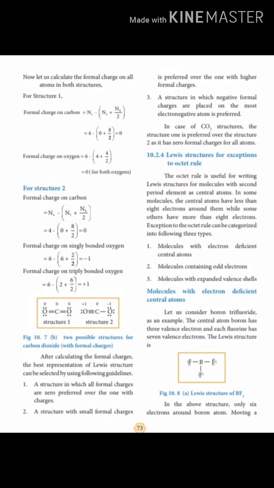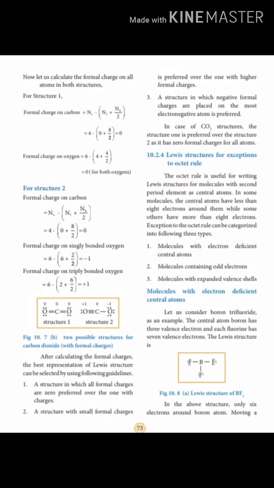For structure 2, formal charge on carbon is Nv minus Nl plus Nb by 2. Formal charge on the singly bonded oxygen: 6 minus 6 plus 2 by 2 is equal to minus 1. For the triply bonded oxygen, 6 minus 2 plus 6 by 2, the answer is plus 1. So singly bonded oxygen is minus 1 and triply bonded oxygen is plus 1.